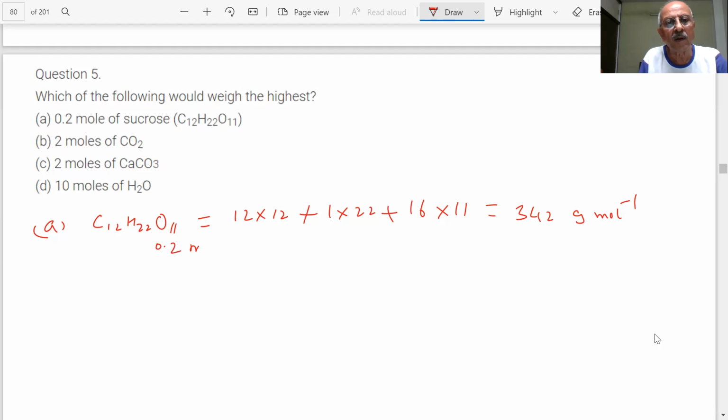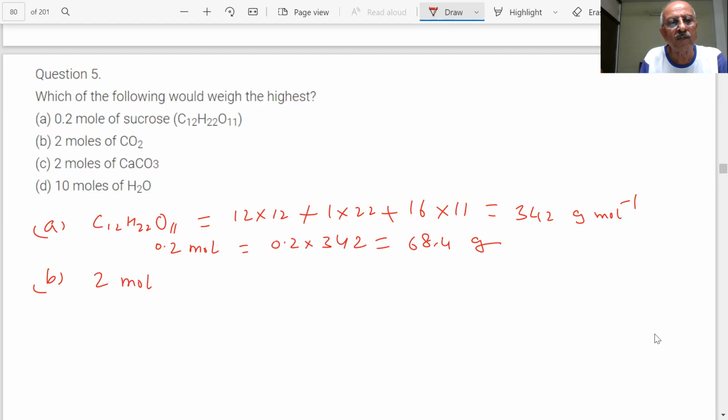0.2 mole. 0.2 mole will be how much? 0.2 into 342. What will be the value? 68.4 gram. 68.4 gram. What is the B?